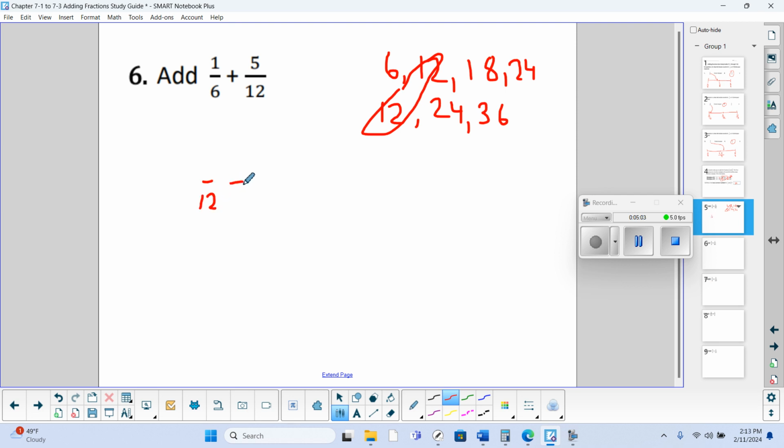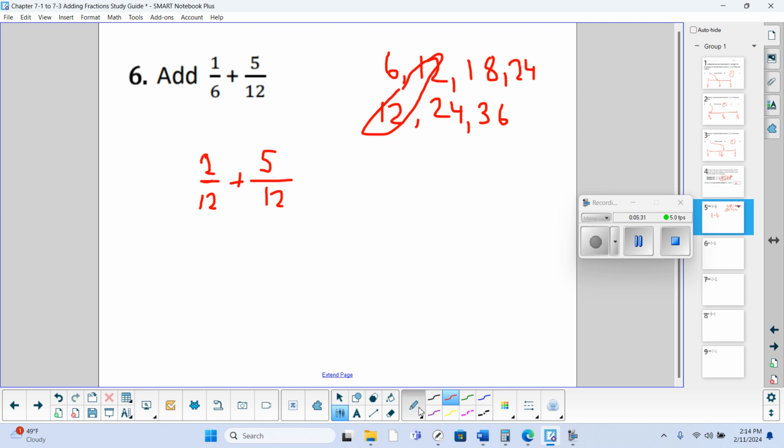So 1/6 is something over 12 plus 5/12 is something over 12. And what do I do? Well, to go from 6 to 12, I would multiply by 2. So I would take that numerator, multiply it by 2. So 1 times 2 is 2/12. From 12 to 12, you multiply by 1. So 5 times 1 is 5/12.